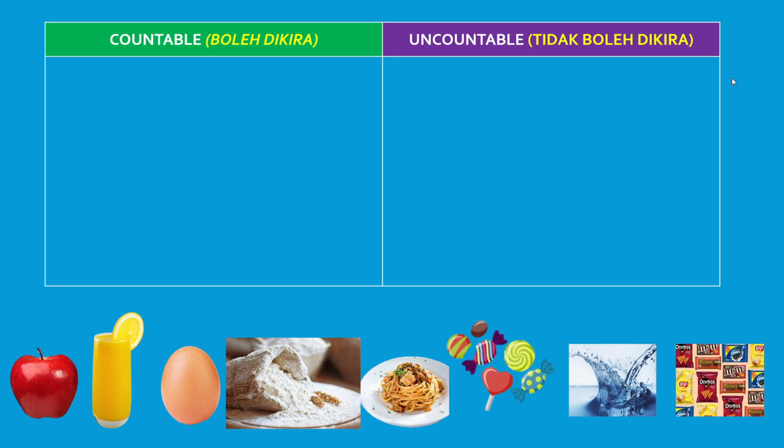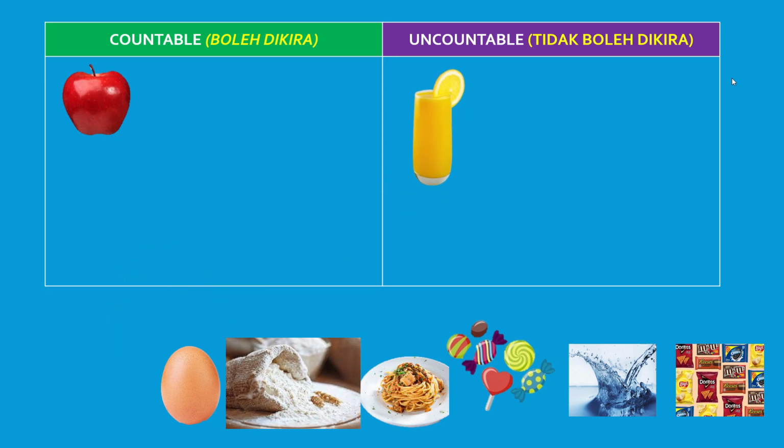So let's begin with the apple. Is apple a countable or uncountable noun? It's a countable noun. How about juice? If juice is not placed in the glass, where should it be? Is it countable or uncountable? It should be in uncountable. How about egg? Egg is still well in its shape, so it should be in countable, as it can be counted. Next, flour. Is flour countable?